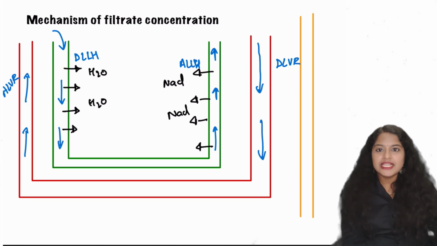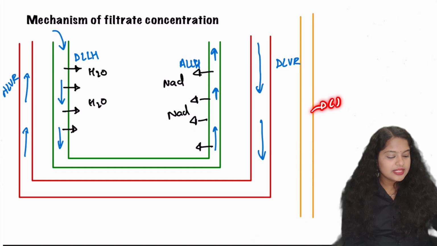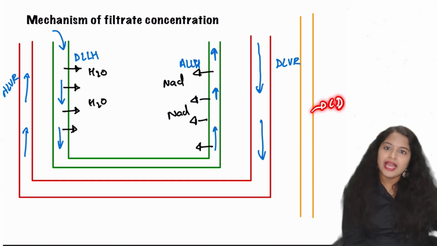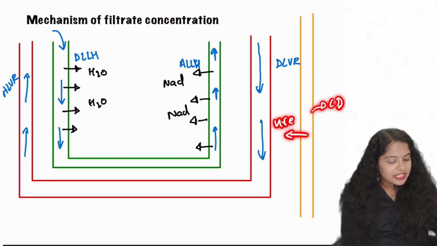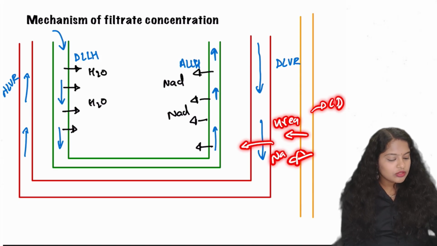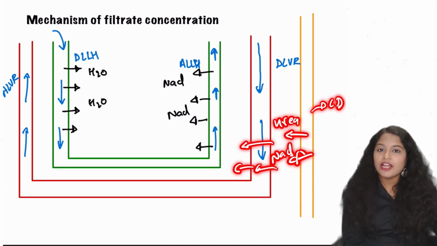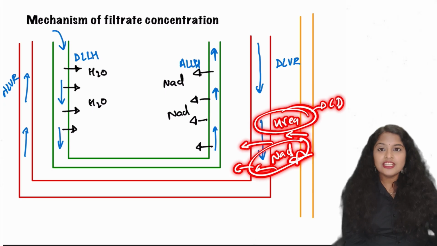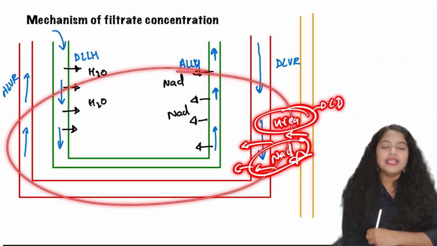Now, once the filtrate reaches the collecting duct, so this is the collecting duct, what will happen? Water as well as urea and sodium chloride will be reabsorbed. The urea which is reabsorbed will be given back into the medullary interstitium. Sodium which is also collected back will be taken back to the medullary interstitium. That is why urea and sodium are the two components which help in maintaining the osmotic balance of the medullary interstitium.